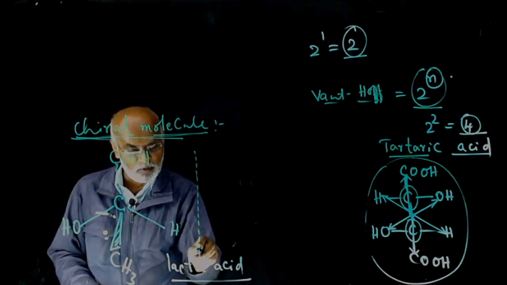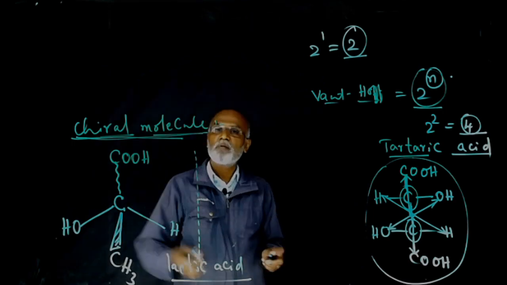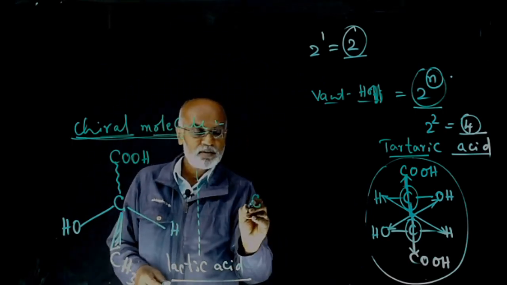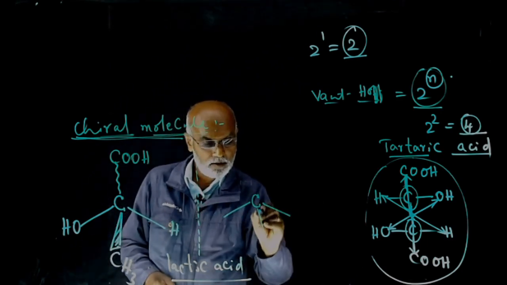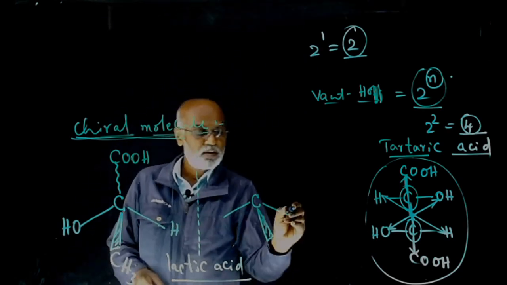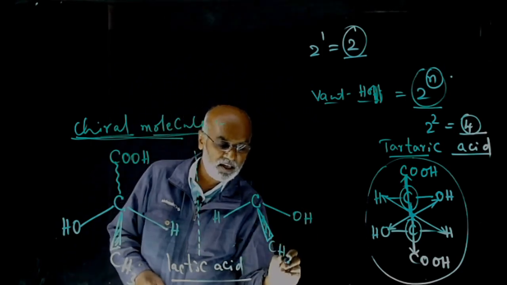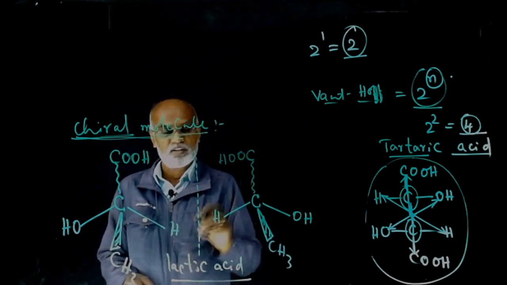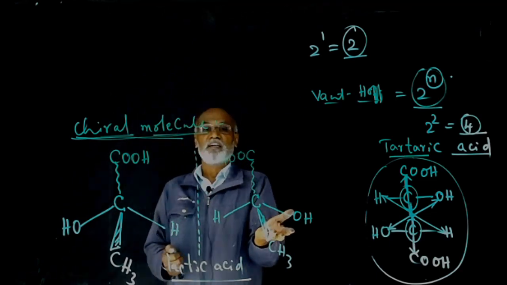So the second isomer is the mirror image of this particular molecule. When you observe the same molecule in a mirror, it looks like this. So remember, it looks absolutely like this. This becomes OH, this becomes CH3, whereas this one becomes COOH. So these two molecules are the object and mirror images.